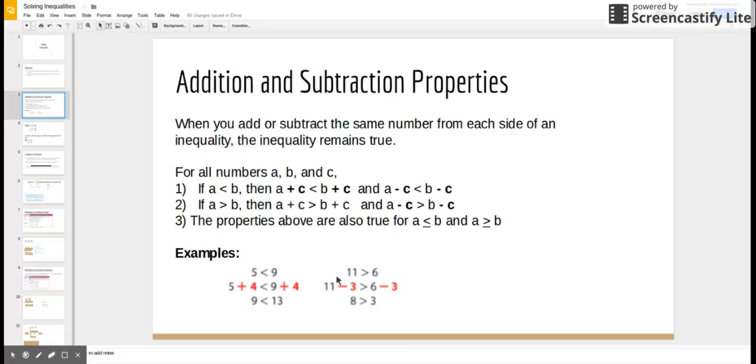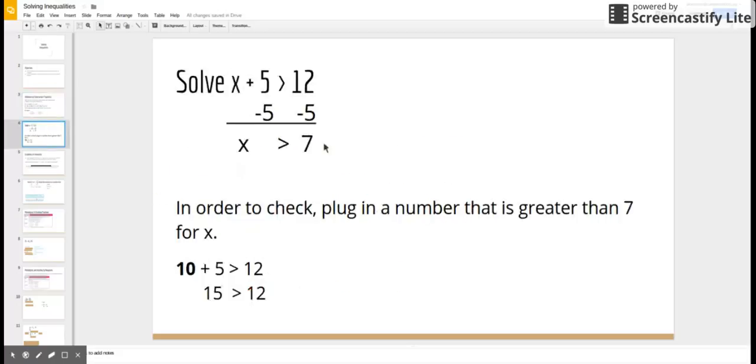And on this side, you have 11 is greater than 6. Well, let's see if you subtract the same number. Let's subtract 3 on both sides. You end up with 8 is greater than 3. So the way you solve an inequality with addition or subtraction is the same way that you would solve equations with addition or subtraction. So here we have x plus 5 is greater than 12.